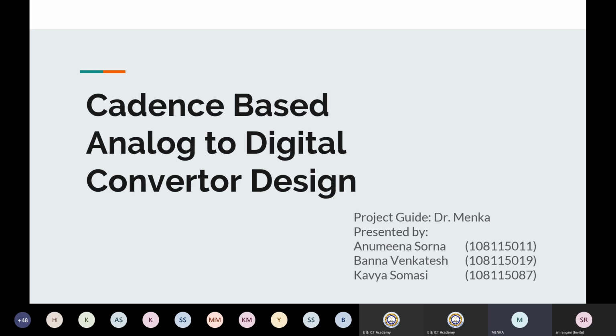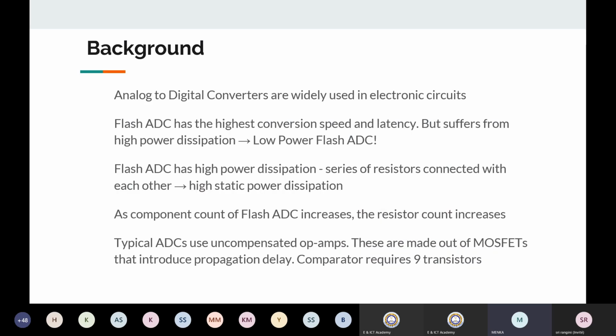These are the names of these: Anumila, Vinkta, Kavya. So the background: analog to digital converters are widely used in electronic circuits.